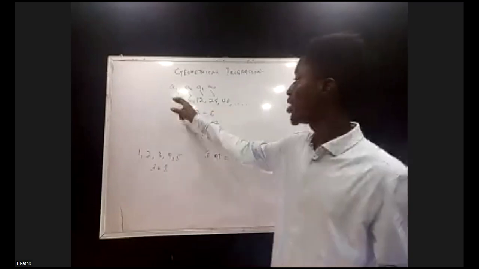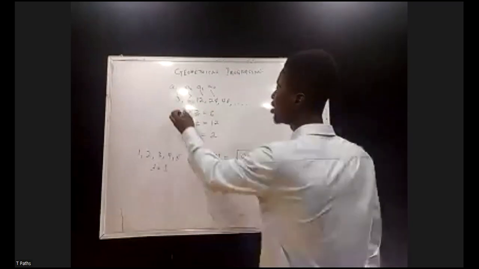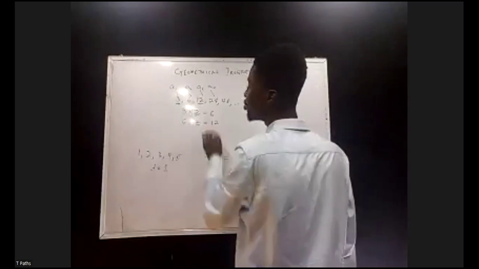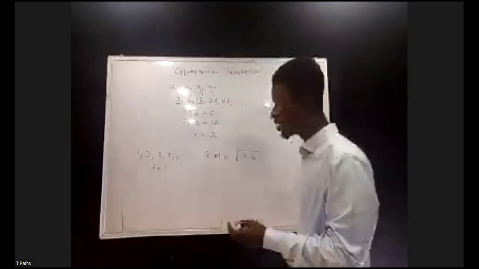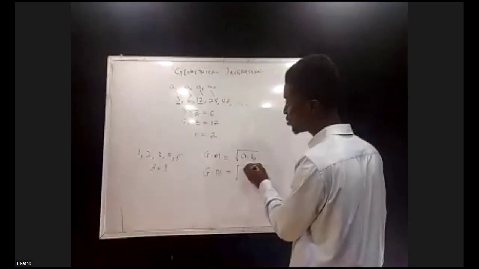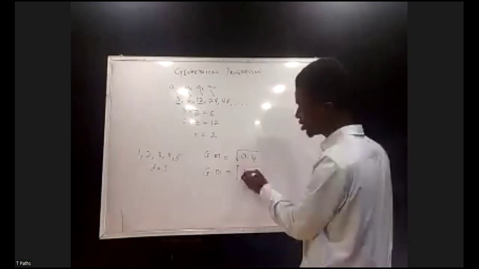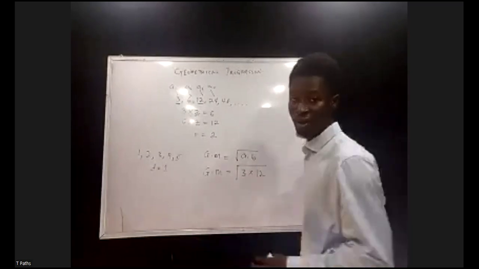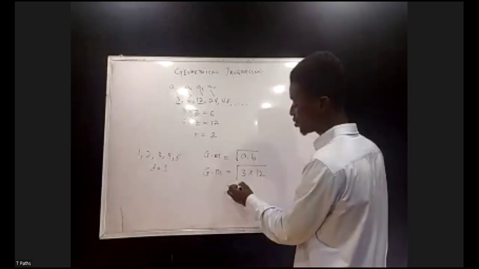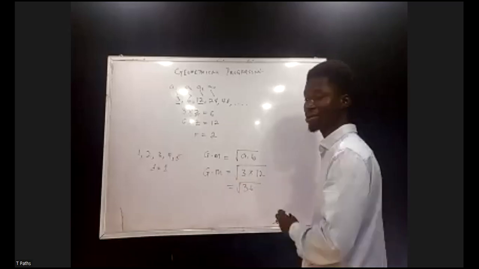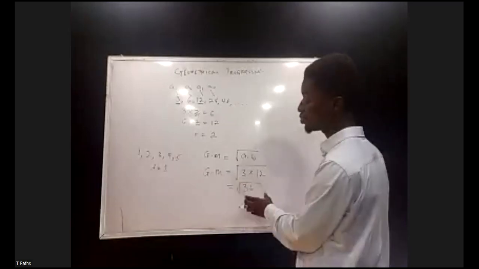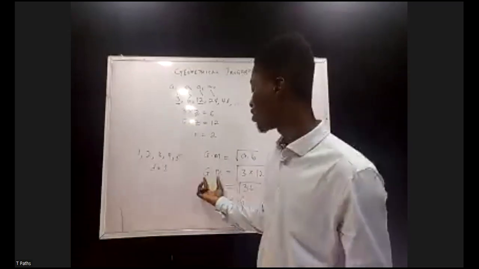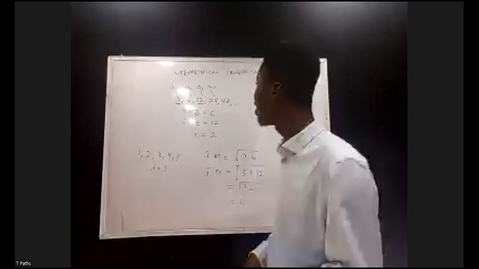Now if you are asked, let us calculate the geometric mean of 3 and 12. How can we get that? Geometric mean is simply the square root of 3 times 12. And 3 times 12 gives us 36. So we have the square root of 36, which is equal to 6, which is the middle term here. You get it now? So we have the geometric mean, which is 6.